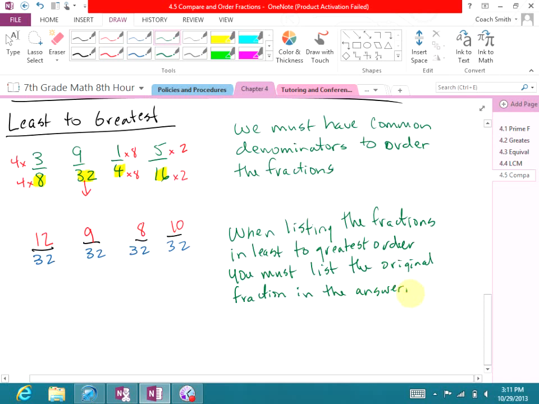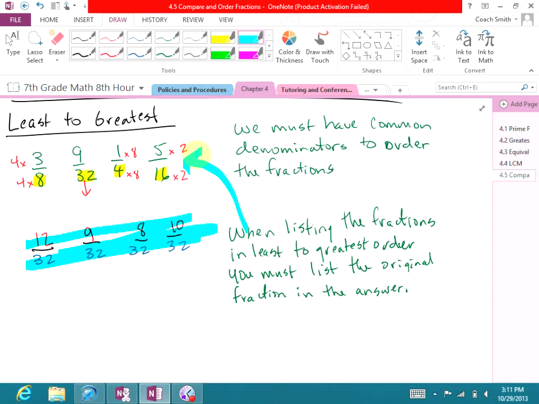Okay, so as we're looking at it, we are not going to list these fractions in your answer. We're going to list the originals for our answer. So, as we look at this, 8 30-seconds, 9 30-seconds, 12 30-seconds, and 10 30-seconds. Which one of those fractions is the smallest? 8, 9, 10, or 12? 8. So the 8 belongs to 1/4. So I'm going to put 1/4 first.